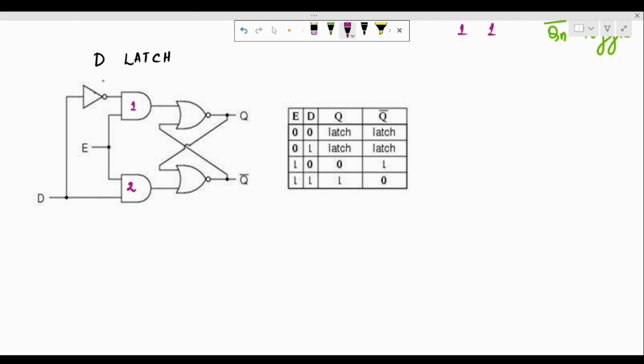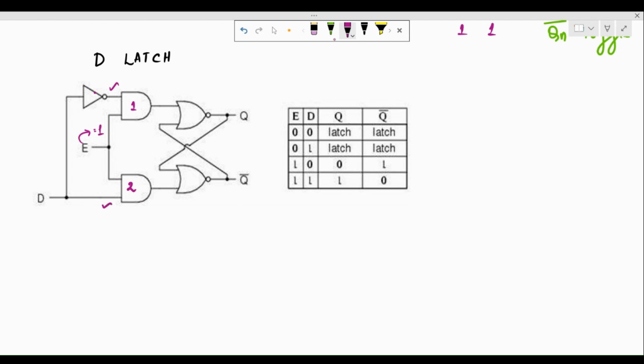Because if this enable is 0, then one of the inputs to this AND gate would be 0, which means if one of the inputs to the AND gate is 0, the output of the AND gate will always be 0, no matter what the other input is. So to enable these AND gates, the enable pin has to be 1. Only then the other input would get passed forward. So this is going to be 1. Only then these other inputs would be considered.